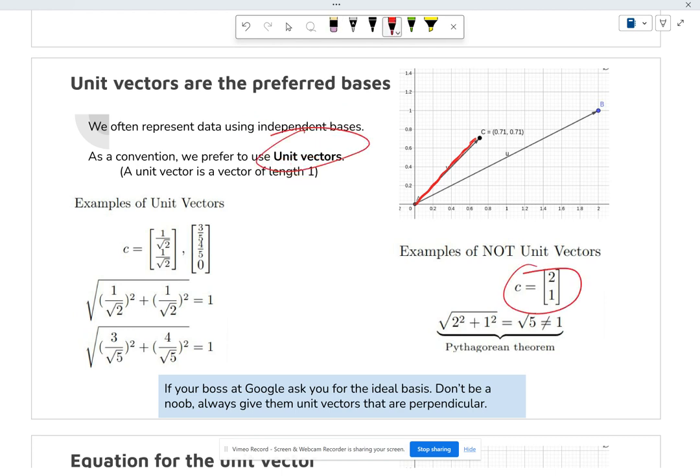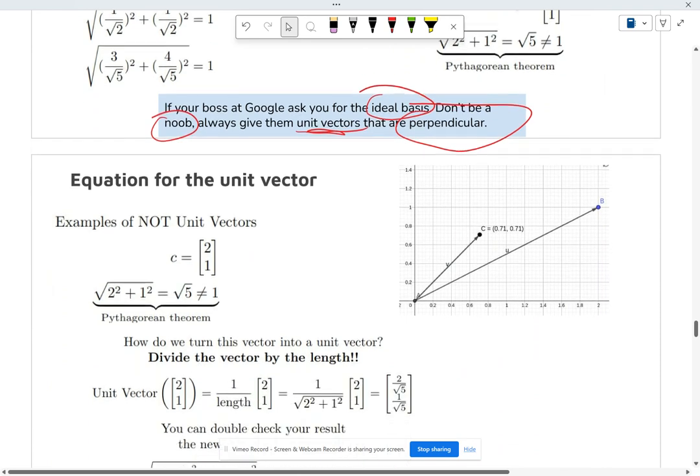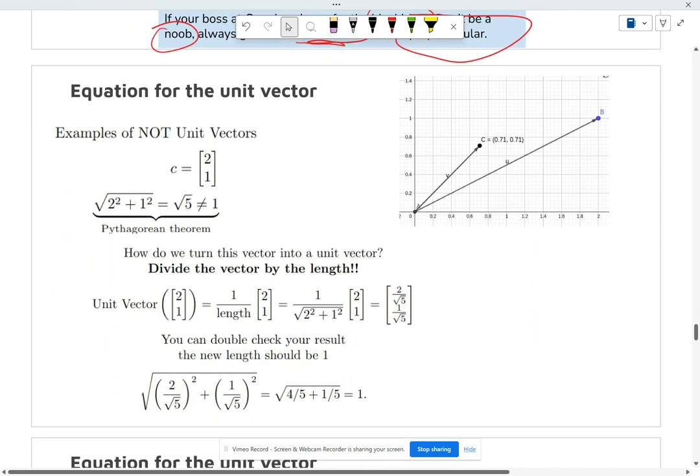Okay, and this is an example of not a unit vector: 2, 1. This is not a unit vector because 2 squared plus 1 squared is equal to the square root of 5. So obviously not 1. So if your boss, if you end up working at Google, asks you for the ideal basis, don't be a noob. Always give them the unit vector. Ideally, they should also be perpendicular.